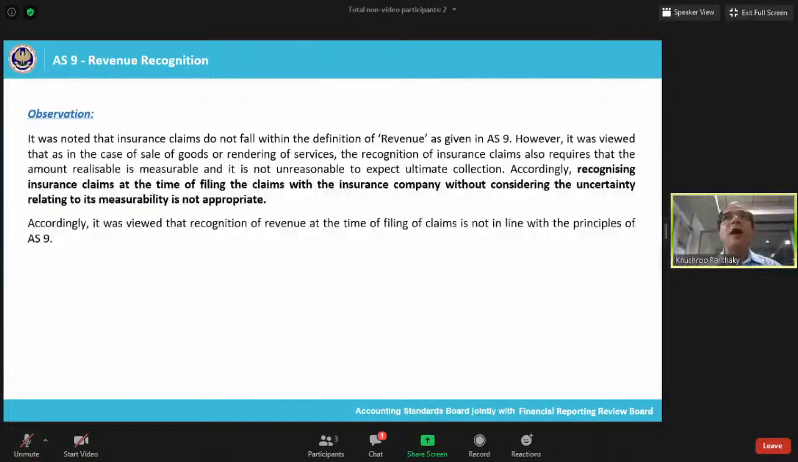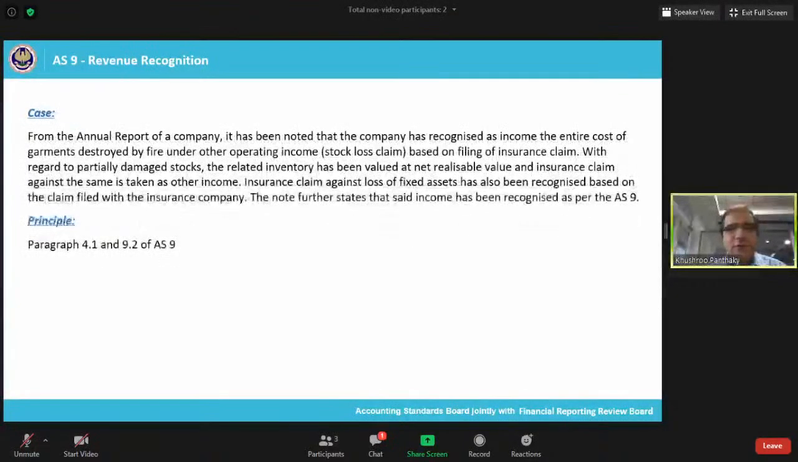And therefore, accounting for the insurance claim upfront is not correct. Going to the next part of this particular observation, there were also some goods which were partially damaged, and therefore that particular inventory had been valued at net realizable value. And the insurance claim is being taken as other income. Again, that is also not correct.